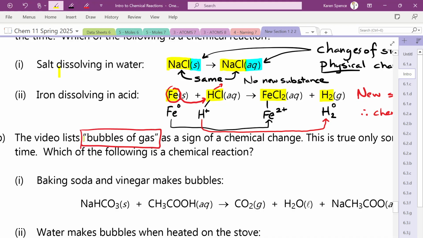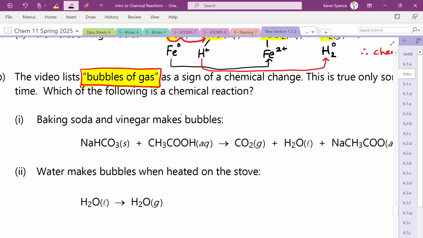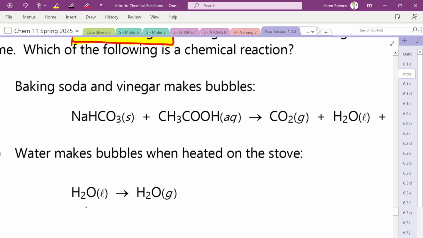The video lists bubbles of gas as a sign of a chemical change. Is there a case where we can have bubbles of gas and it is not a sign of a chemical change? When do we get bubbles and there's no chemical change? When you heat up water, when you boil something. Okay, so when you boil it, that is not chemical. So that would be like this one here. We have water, which is a liquid, goes to water, which is a gas. Those two are the same. Therefore, this is a physical change.